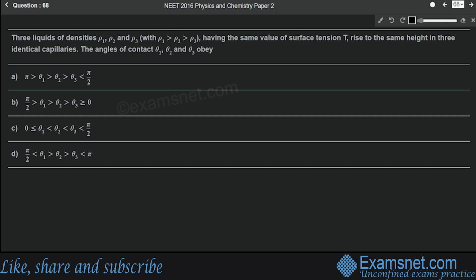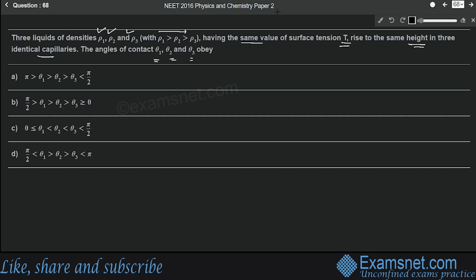Now question number 68 is again from the chapter Mechanical Properties of Fluid, and the question is: three liquids of densities rho 1, rho 2 and rho 3, with rho 1 to rho 3 in decreasing order, having the same value of surface tension T, rise to the same height in three identical capillaries. The angles of contact theta 1, theta 2 and theta 3 obey. Okay, so we have to find the correct sequence.